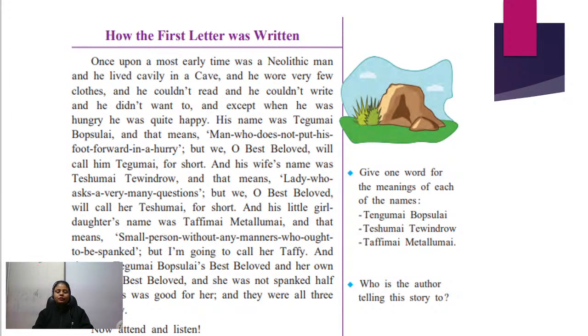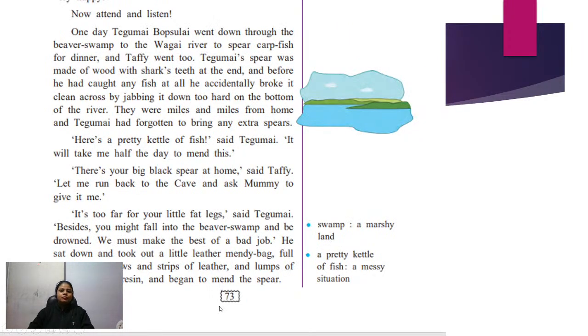So we have seen that there are three characters over here. Tegumai is the father, Teshumai is the mother, and Taffy is the small little girl who is acting as a daughter. Next, one day what happened, let us see. One day, Tegumai Bopuslai went down through the beaver swamp to the Wagai river to catch some fish for their dinner. The little sweet girl, Taffy, also went with her father.